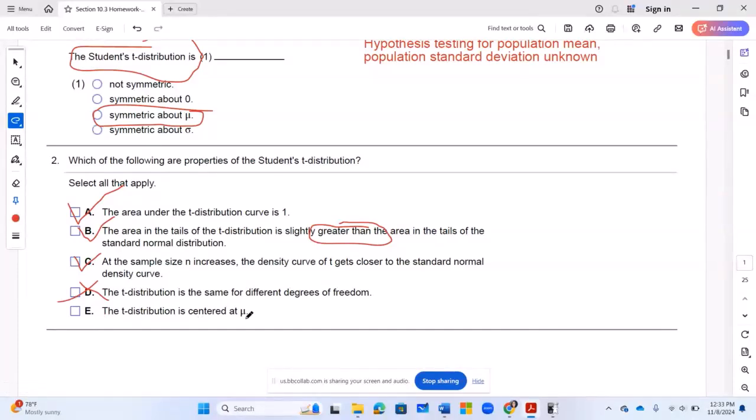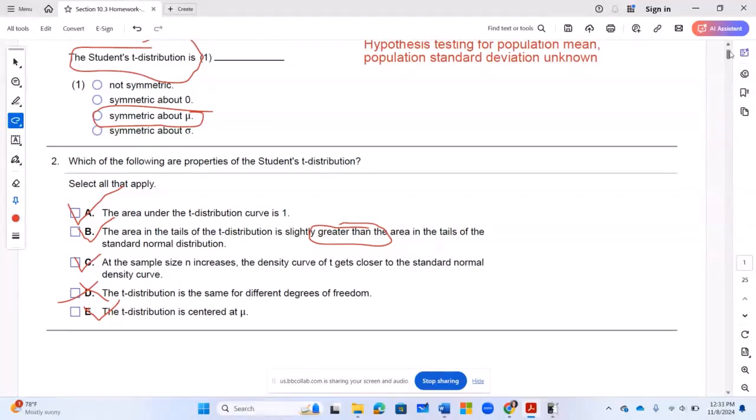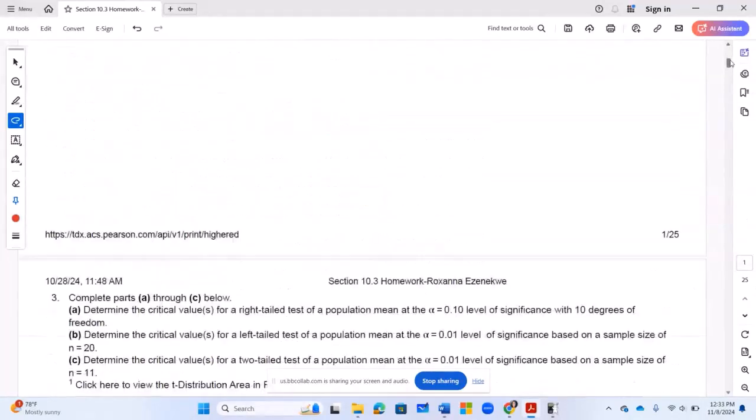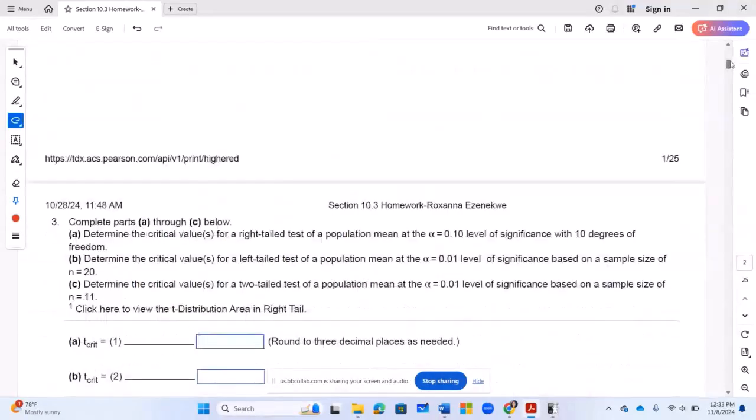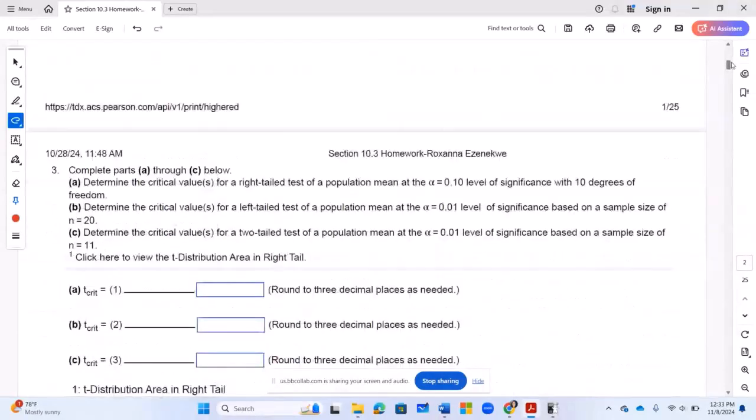E, the t distribution is centered at mu. Yeah. Okay, so we don't accept D. We accept A, B, C, and E. Okay. Well, this is a review of the student t distribution. Well, we need to start solving problems now.